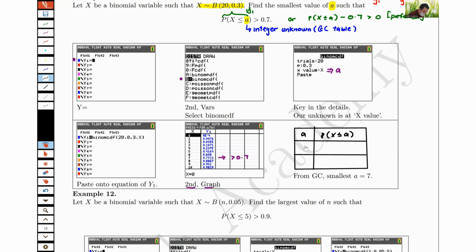You will write in the rows that resulted in that change in the inequality. So it's at 6 and 7. Because at 6, this number is lesser than 0.7. And at 7, this number is greater than 0.7. We show the 2 rows that resulted in the change of values. And therefore, your smallest possible value is at 7.